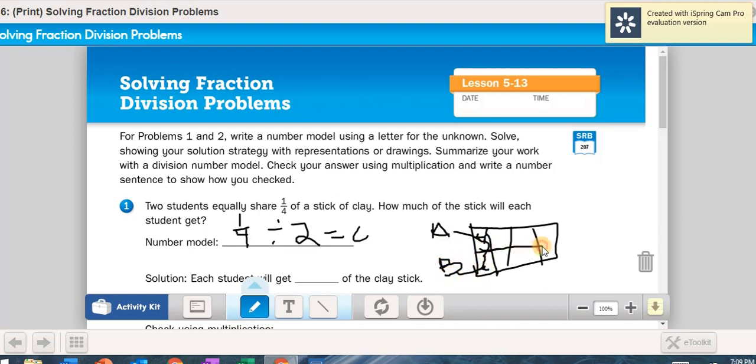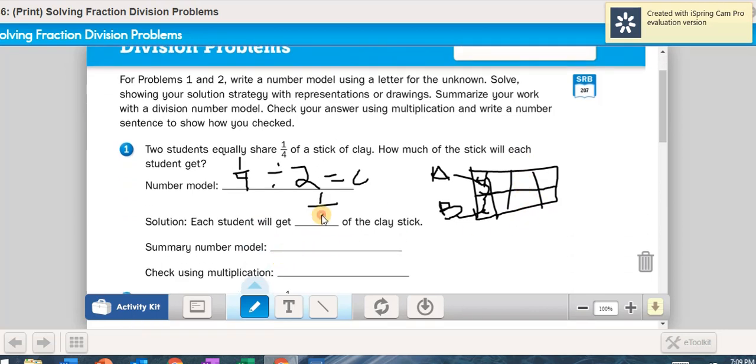Okay, but remember to extend your lines because that 1/4 came from a whole, right? We want to still account for that whole, but we only have 1/4. So now student A is going to get 1 out of how many pieces? So we can count every square. We can think of it as an array. So I have 2 on this side, 4 going across. So 2 times 4 is 8. So that's my denominator. Now your summary number model would just be everything together without that letter, right?